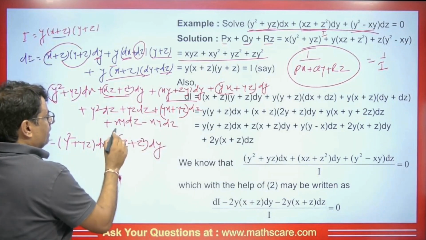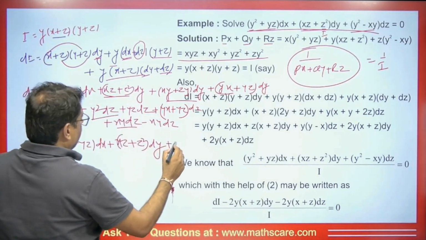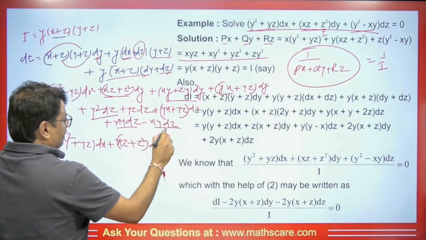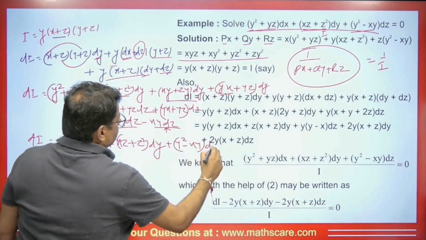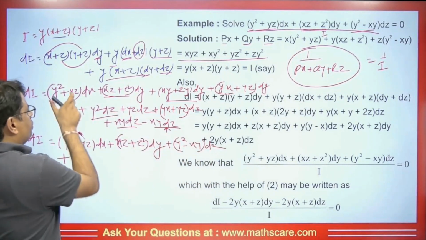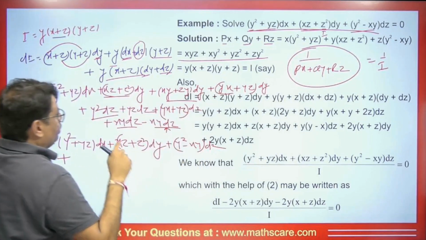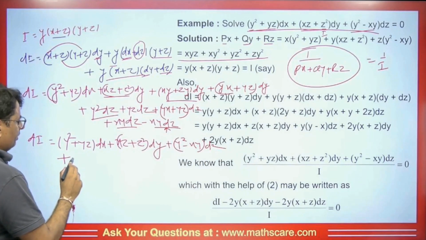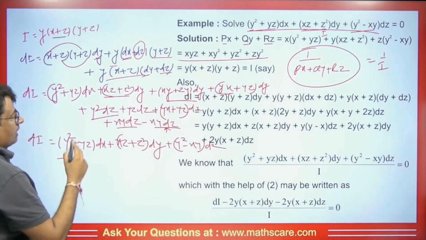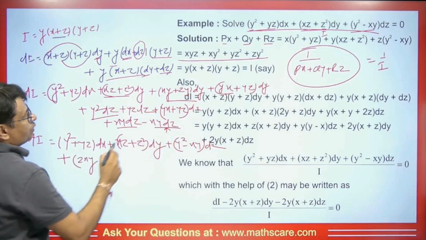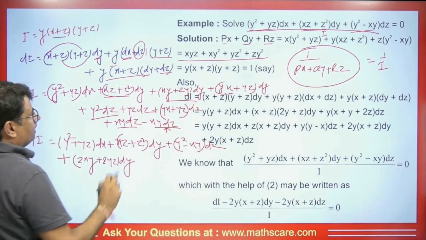This dz term, we will solve this dz term first. I am sorry, we will not take this term. We will take this negative dz term. This will be (y square minus xy) dz. Now let's take the remaining terms. We have already taken this term and this term. Now these two dy terms are left. We will take both of these common. So what will we get on taking it common? xy and xy will become 2xy, right? And we are also getting this yz. It will be (2xy plus 2yz) dy, right?